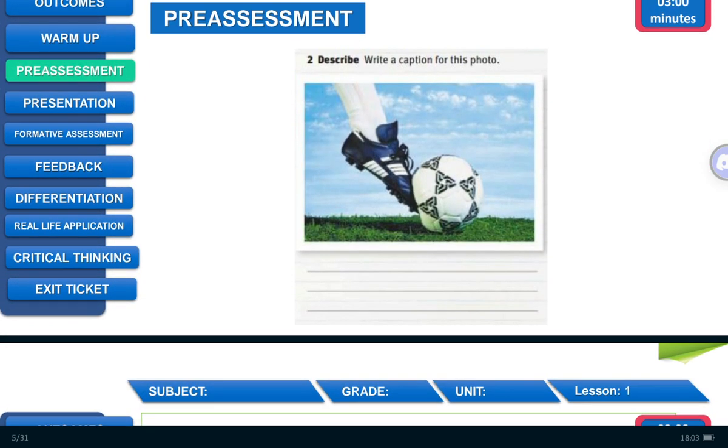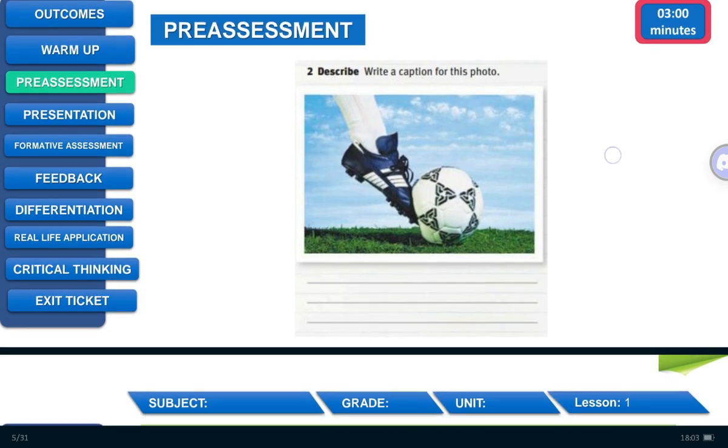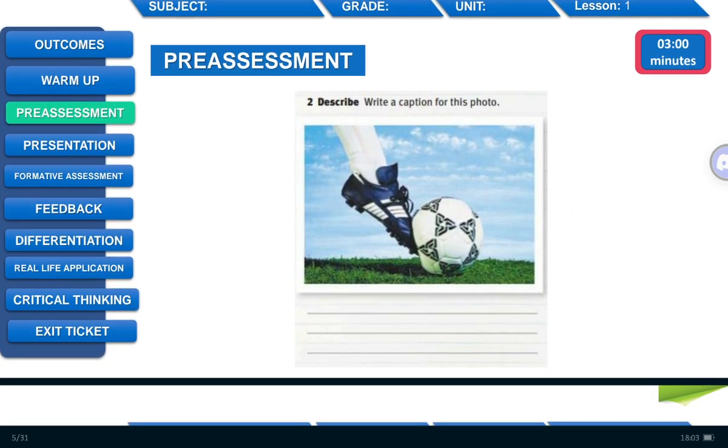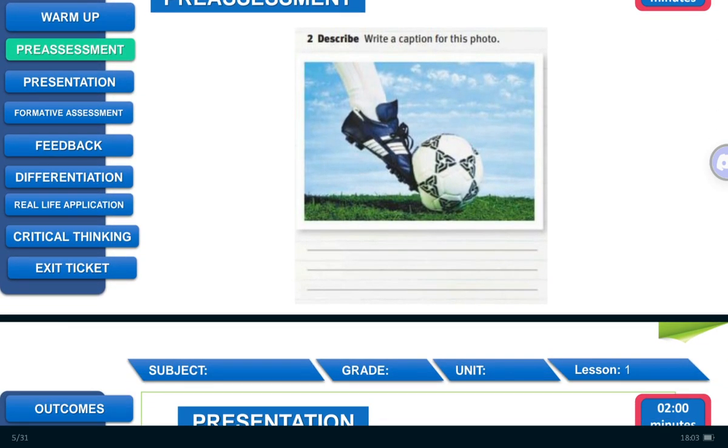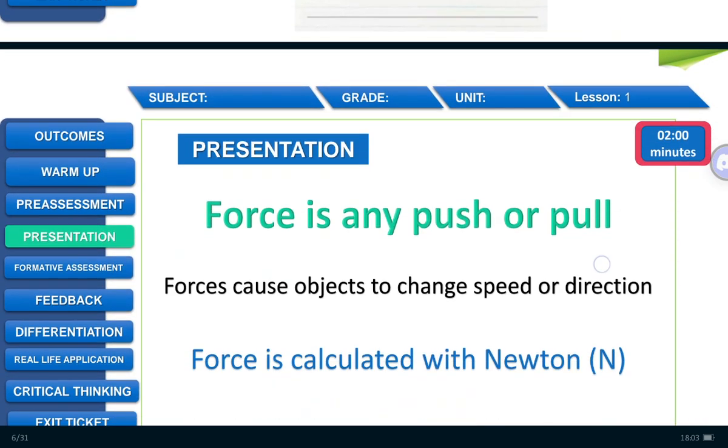Okay, whatever this word is, write a caption for this photo. Now I'm going to give you a moment to talk about what you think it is. I'm going to give you 5 seconds. 5, 4, 3, 2, 1. Alright, well, I think that this is a leg kicking a football, and the force is going on that football.